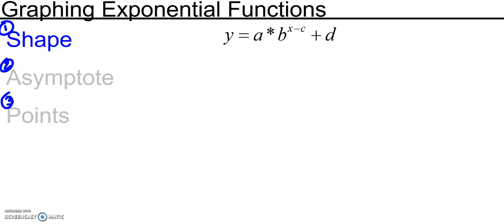When we're looking at the shape, we look at just a general exponential function right here: y equals a times b to the x minus c plus d. Again, that's the general function where a, b, c, and d are numbers. What I want to key in on is the b and the a, because that's what's going to tell us about our shape. In order to find our shape, the first thing I need to determine is, do I have growth or do I have decay?